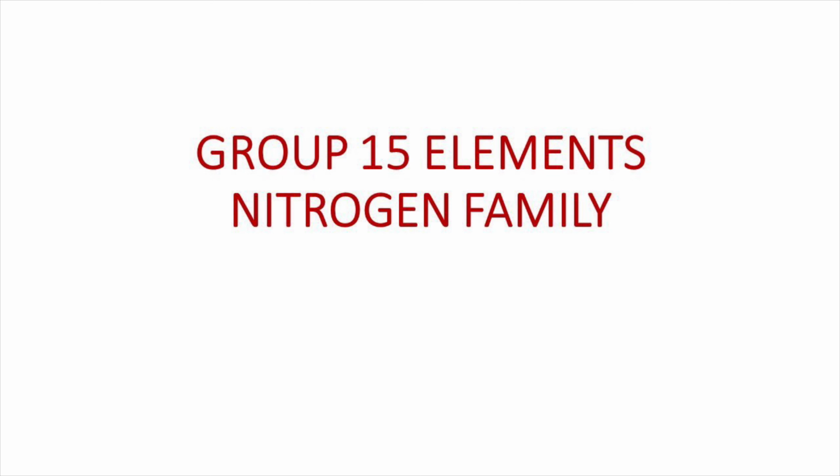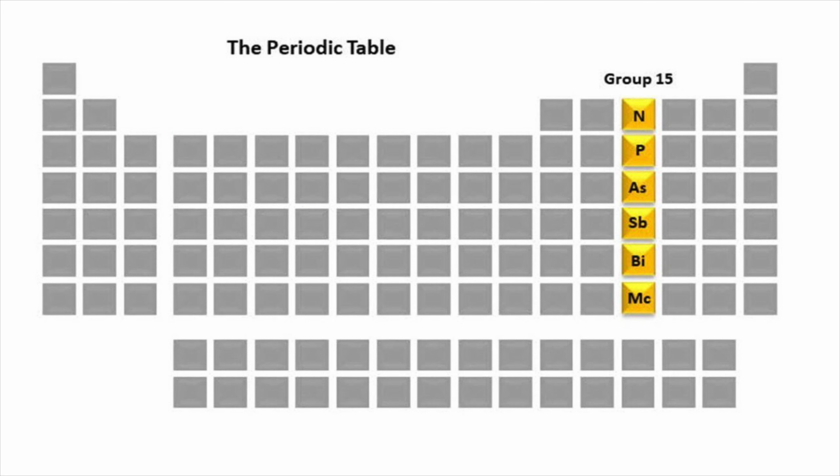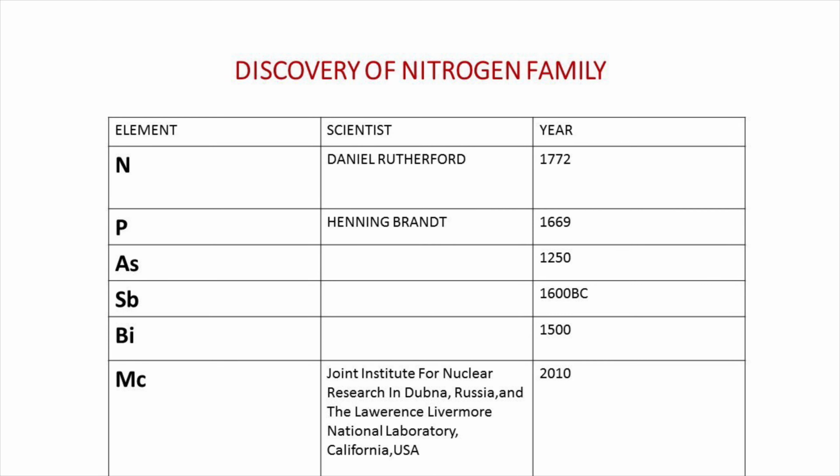Hello my dear students, today we are going to learn about group 15 elements or nitrogen family. Group 15 elements include nitrogen, phosphorus, arsenic, antimony, bismuth and moscovium. Some of the nitrogen family members were known in earlier times. Others were discovered by the following scientists in the respective years.